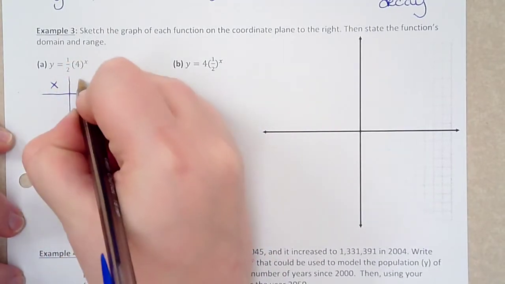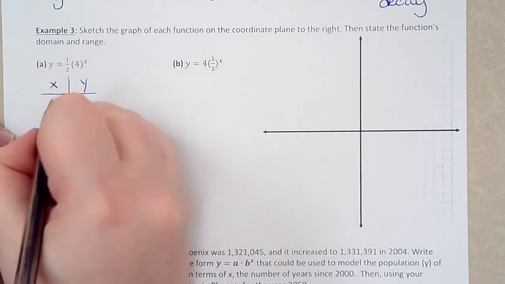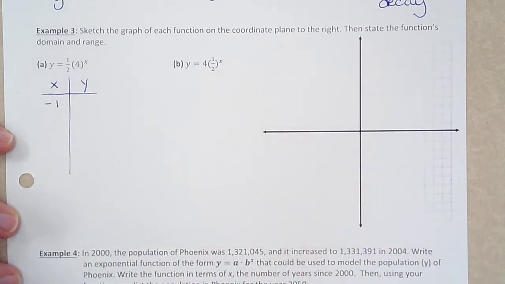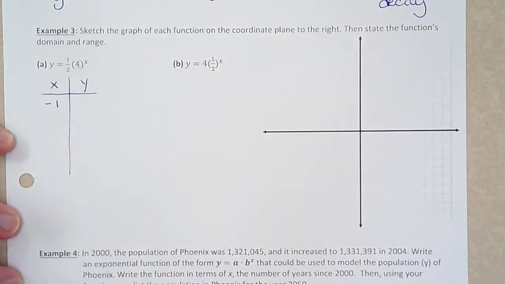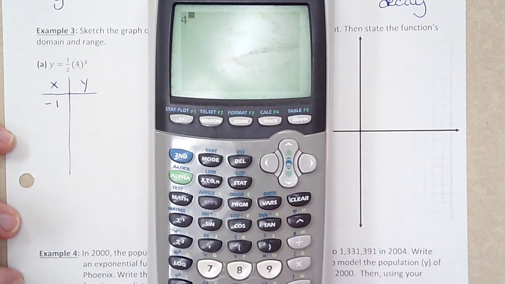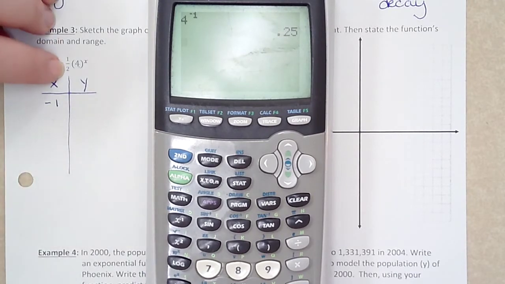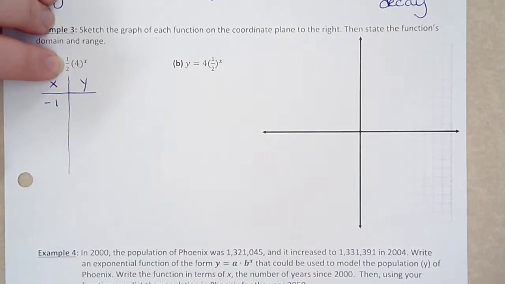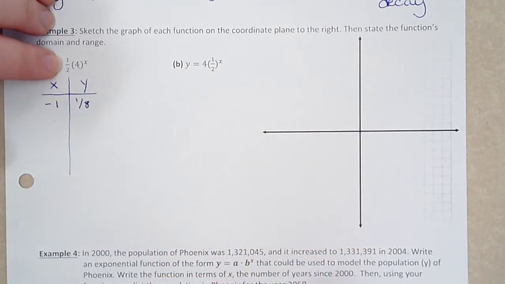So in my x, y categories, I'm just going to start plugging in numbers. If I plug in -1 in my x, I get 4 to the -1. If you need to see that on a calculator, you don't just automatically know it. 4 raised to -1 is the same thing as flipping 4 into the denominator, so it's going to be 1/4. And then we have to multiply it by this 1/2. 1/4 times 1/2 is going to be 1/8.